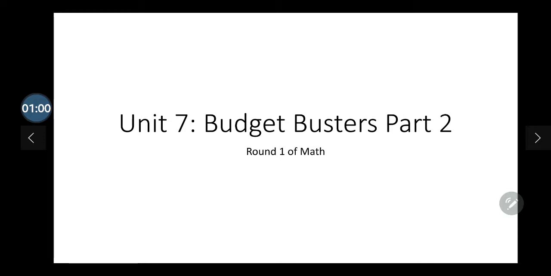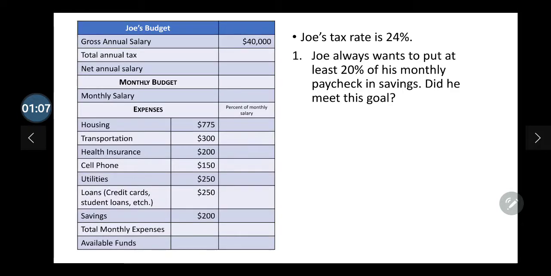So let's go ahead and get started with the first set of budget papers. It's Unit 7, Budget Busters Part 2, and it begins with the one that says Joe's budget. It tells us that his tax rate is 24%, and that's important because we will need to know that in just a few minutes. So let's begin filling out the table that deals with his budget.